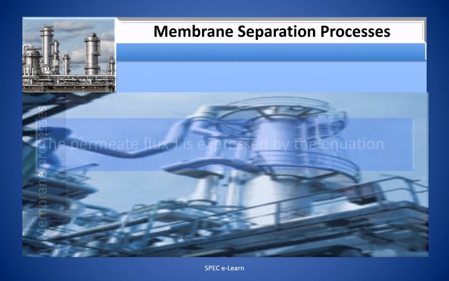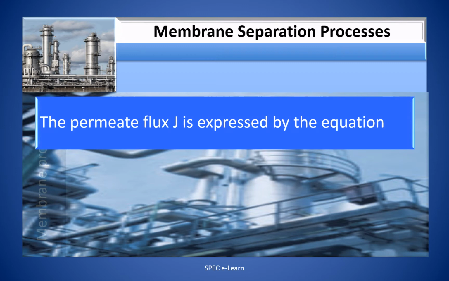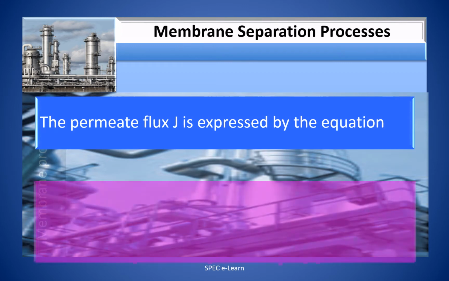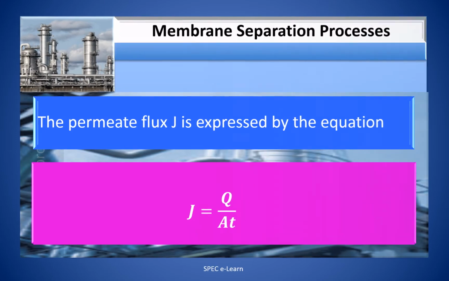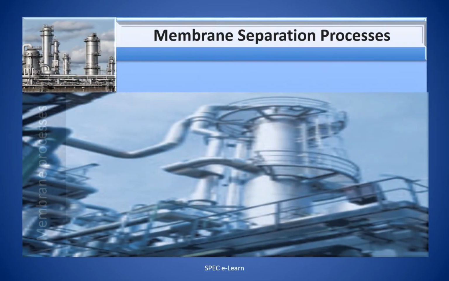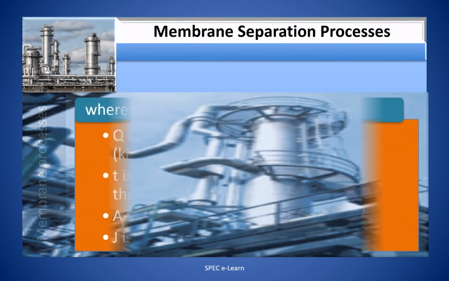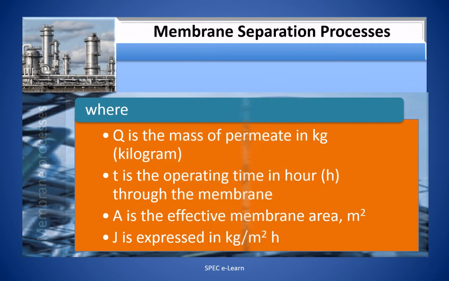The permeate flux J is expressed by the equation J equals Q divided by A times T, where Q is the mass of permeate in kg, T is the operating time through the membrane in hours, A is the effective membrane area in square meters. J is expressed in kg per meter squared per hour.